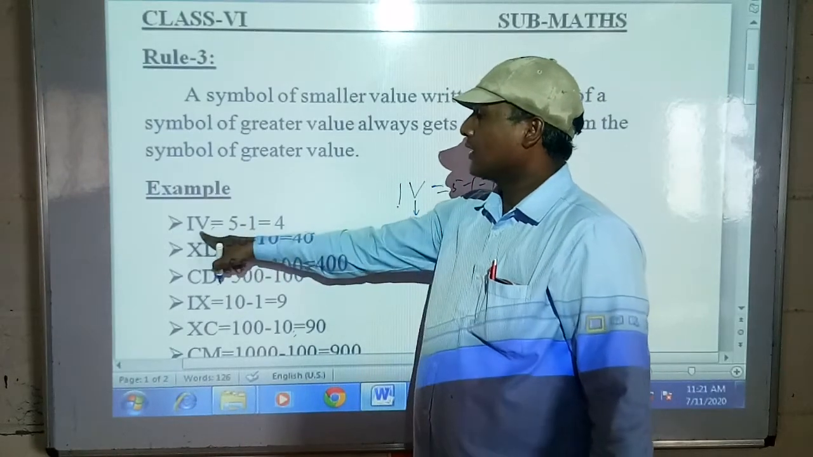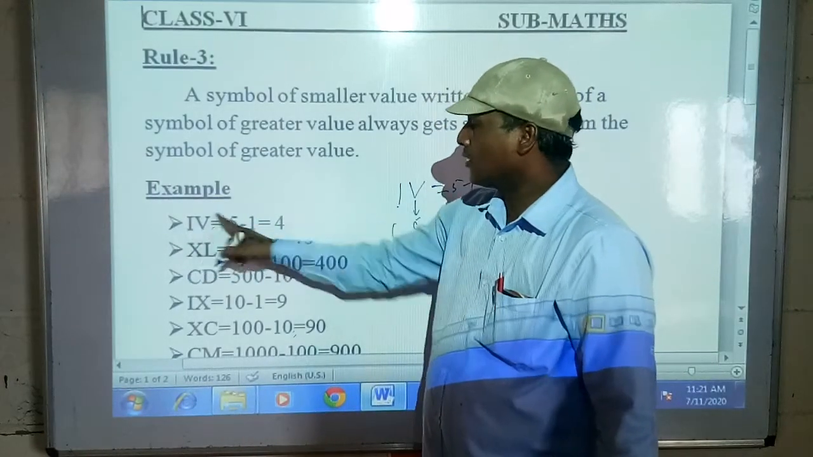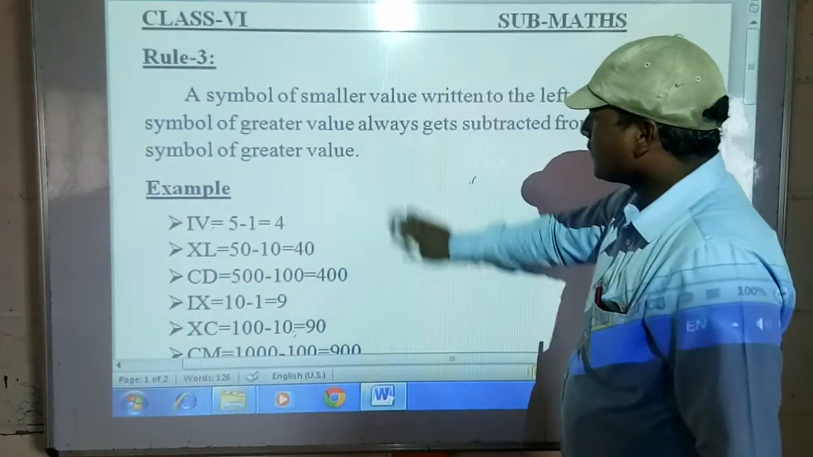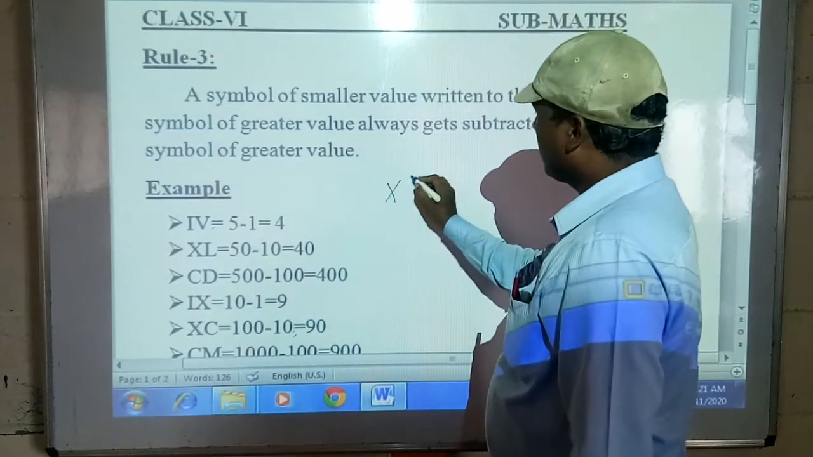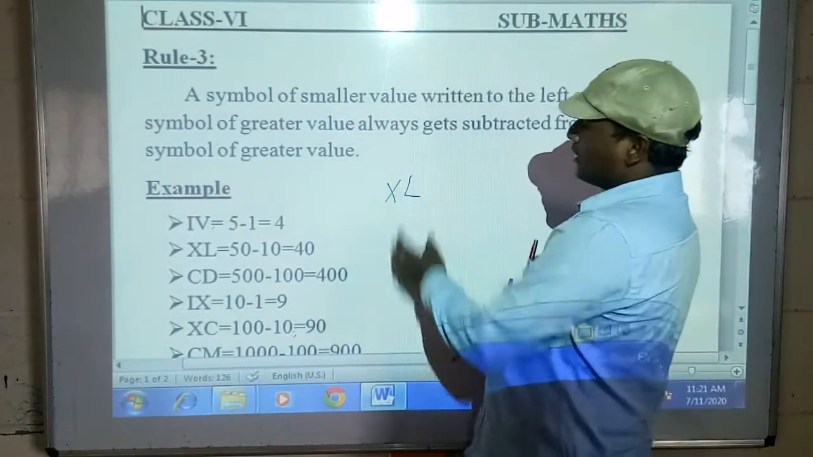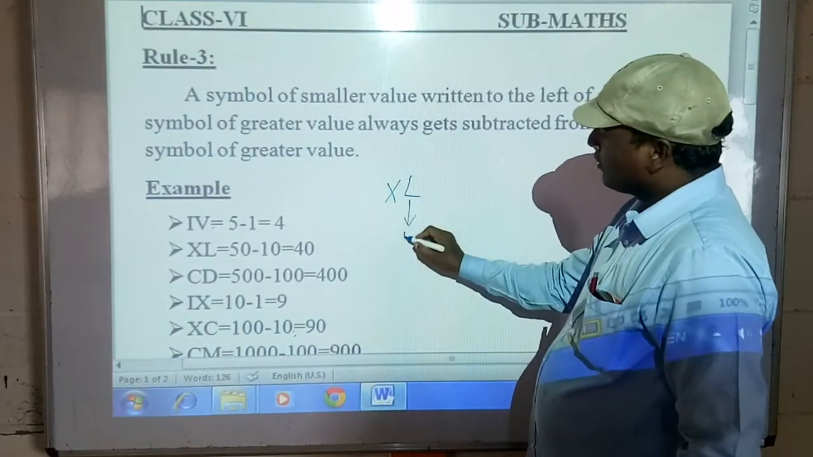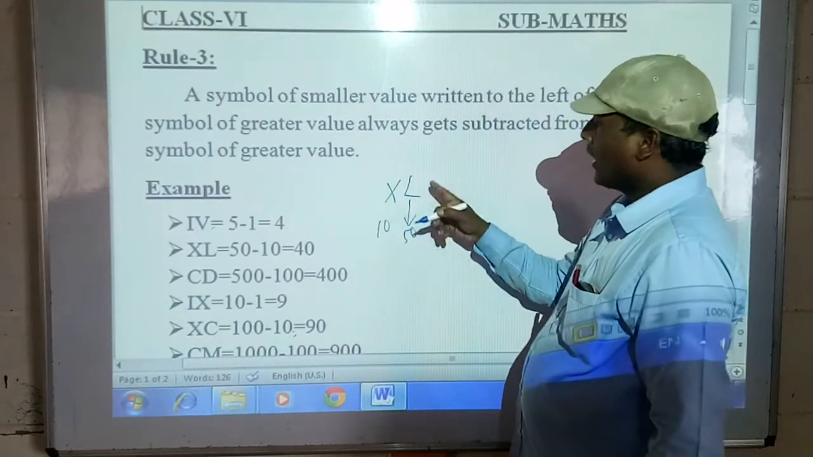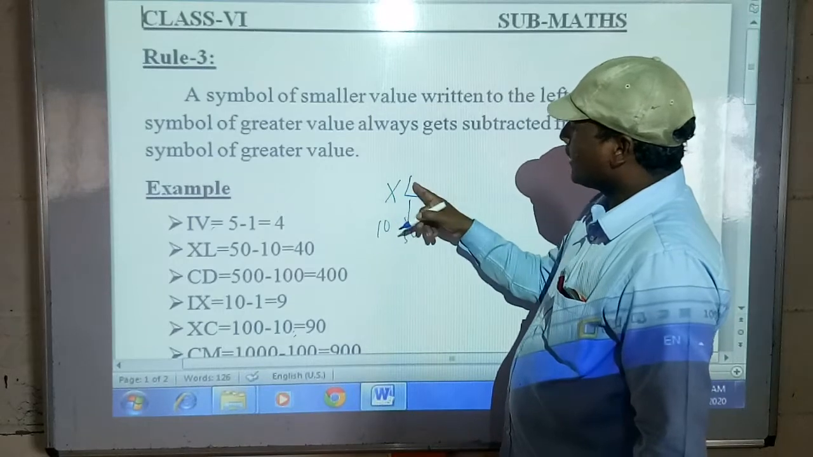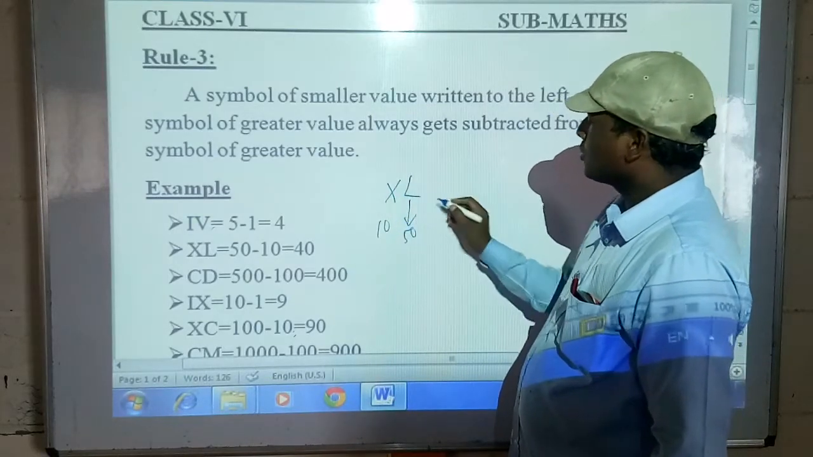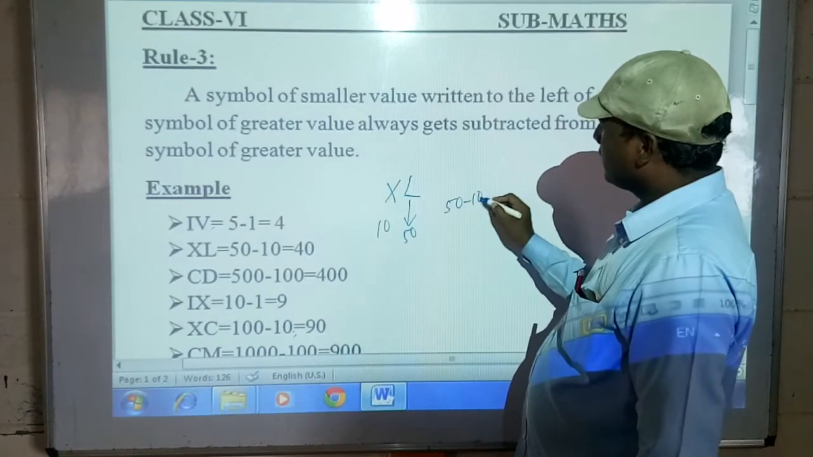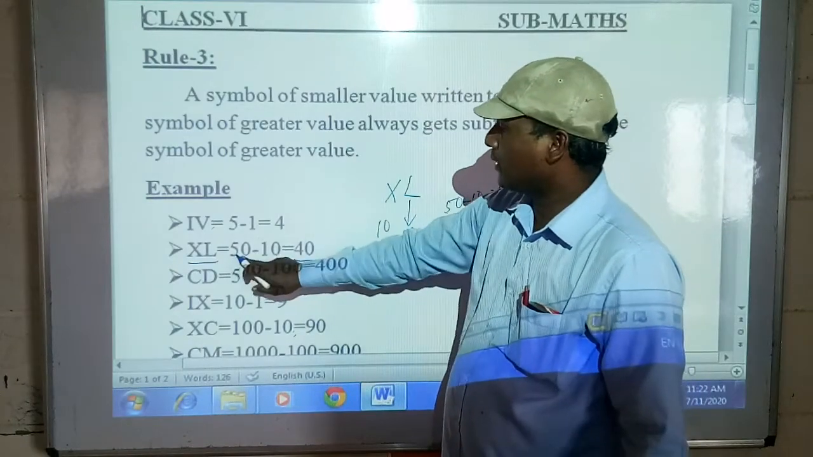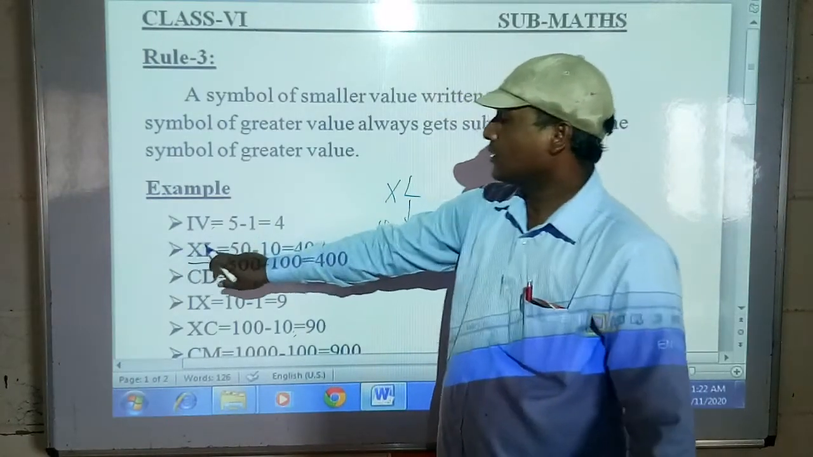Why should you write 5? The greater value is 5, and the 1 is on the left side, so minus 1 is equal to 4. Second, XL. Observe, friends. In this, which one is greater? L is greater, with the value 50, and X is 10. X is on the left side of the greater value L, so you have to do subtraction. 50 minus 10 is equal to 40. So XL means 40.